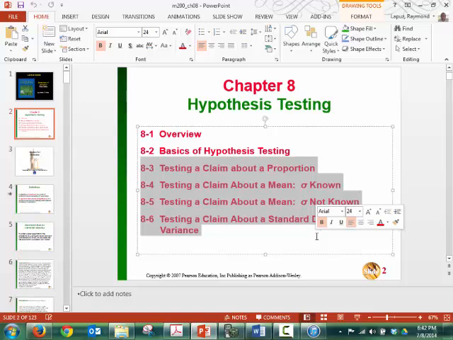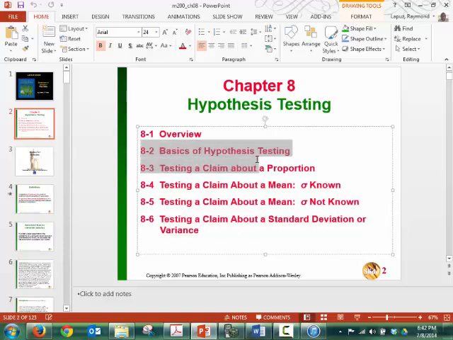it, prologue it, prepend it. We're going to have this in the beginning, the basics. So we're going to lay down the foundation for hypothesis testing.